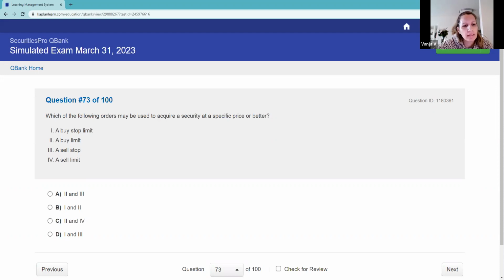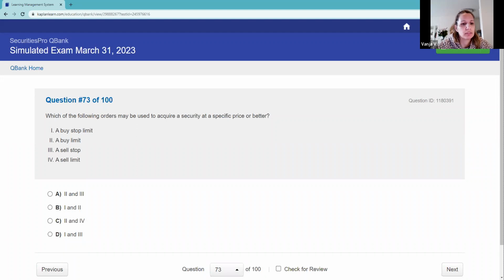Acquire a security at a specific price. Used to acquire security at a specific price or better. A buy limit will give us that specific price. Better. Sell at that price, no other.